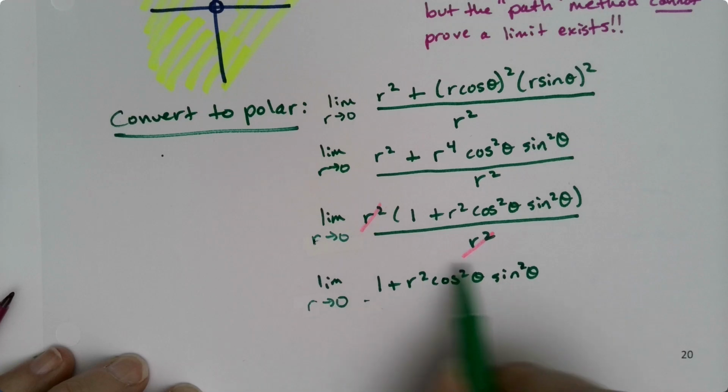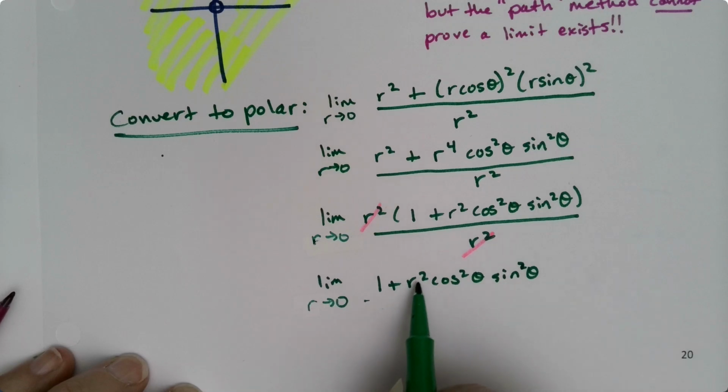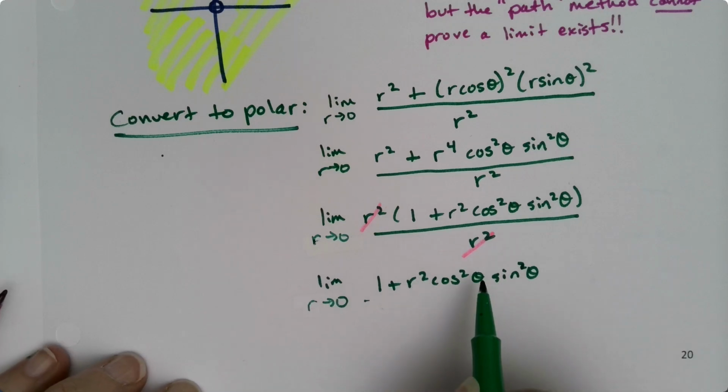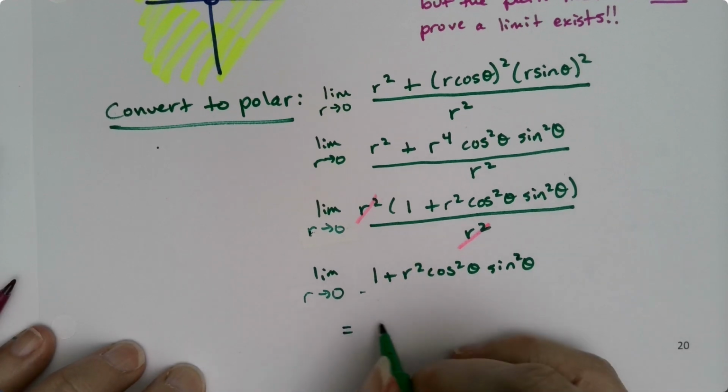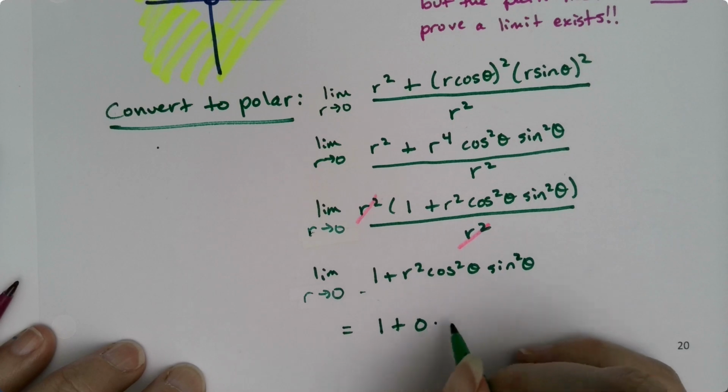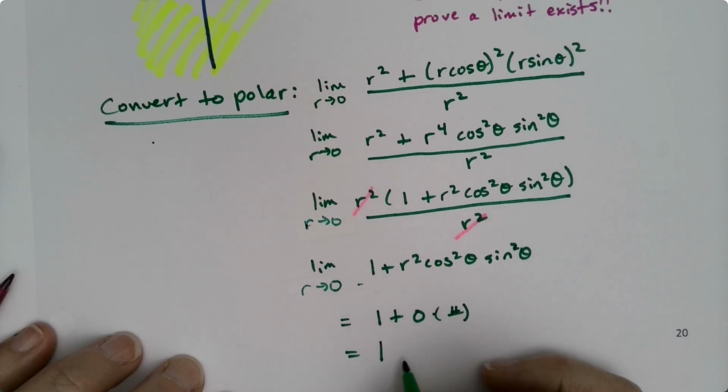Now, where is this going? As we approach 0, the angles are rotating all around, and it doesn't really matter because this r squared is going to be 0. So this is 1 plus 0 times some number that we don't care about, which is 1.